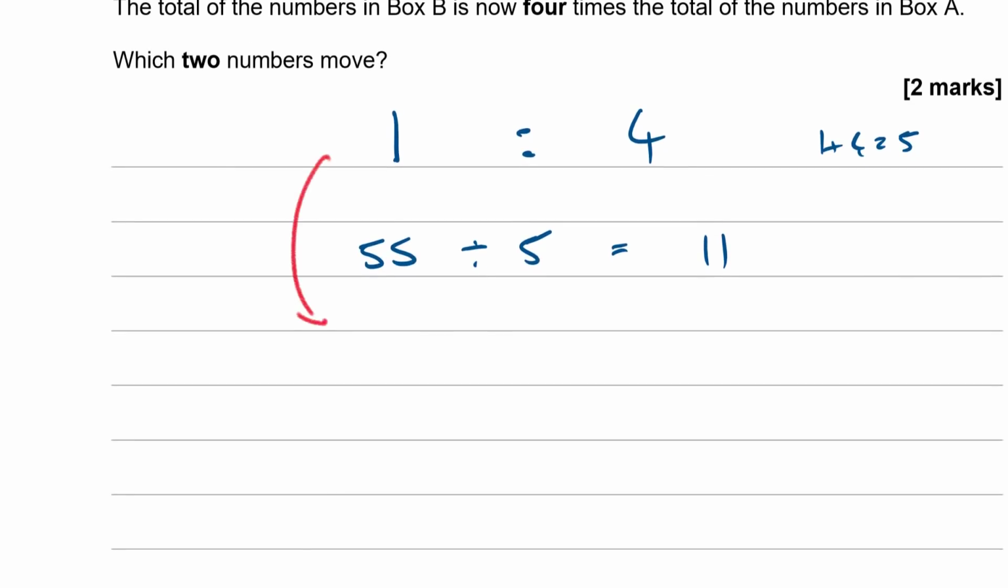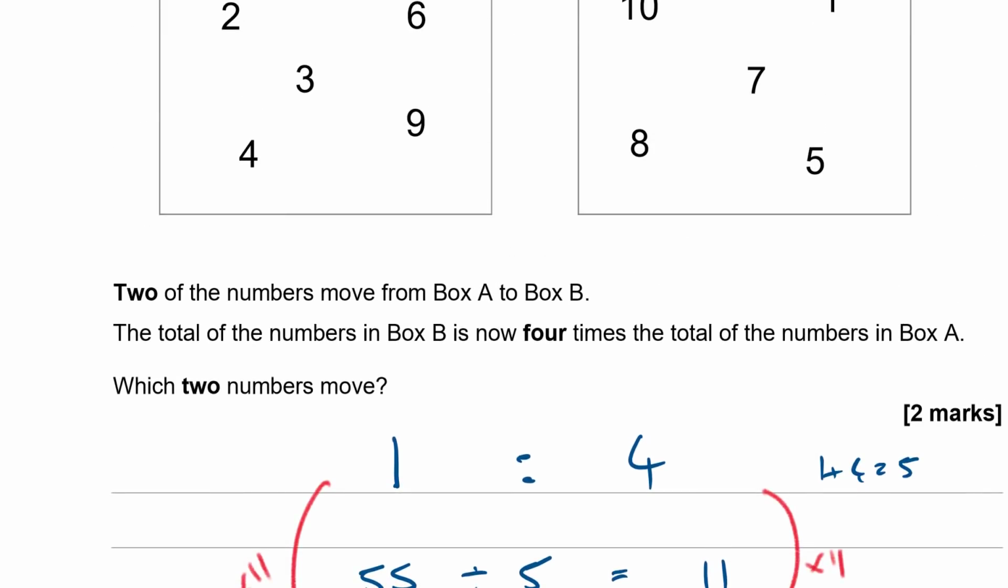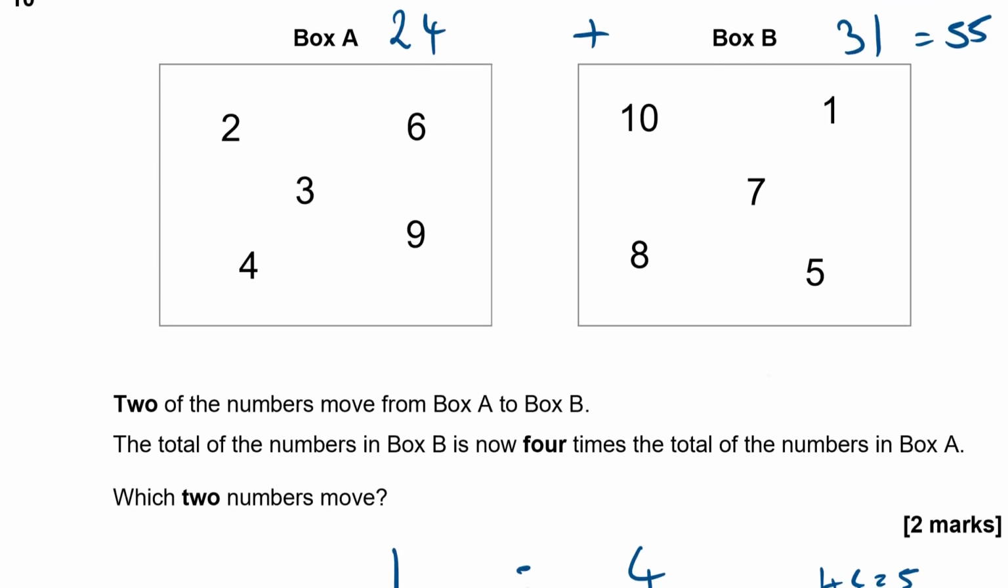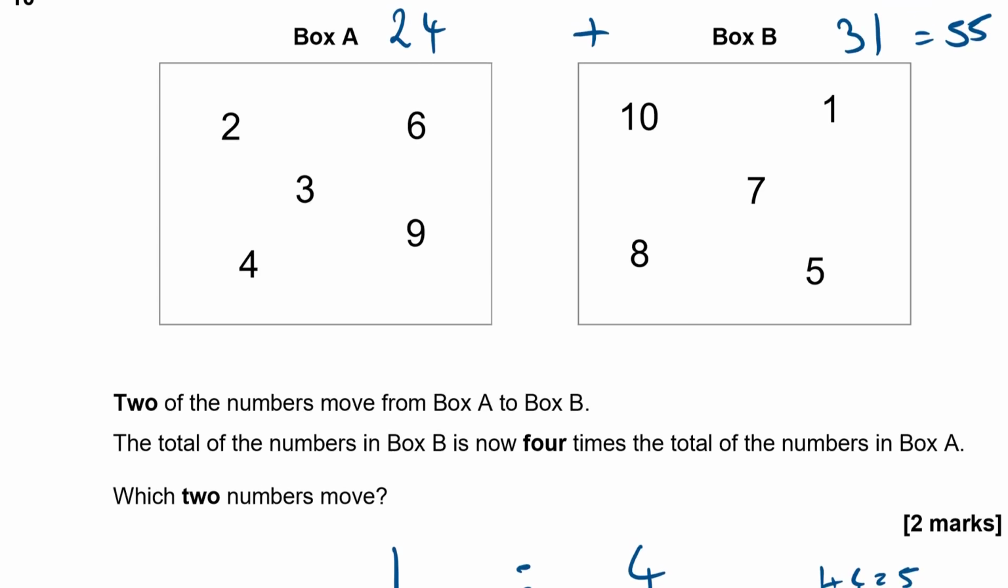So multiplying it up by a factor of 11, I should get 11 in the first box to 55 in the second box. Okay, so I need to end up with 11 in the first box and I need to get 55 in the second box. So which way round can I do that? If I've got 24 and I want to end up with 11, then I need to move 2 numbers that add up to 13. So which 2 numbers add up to 13?